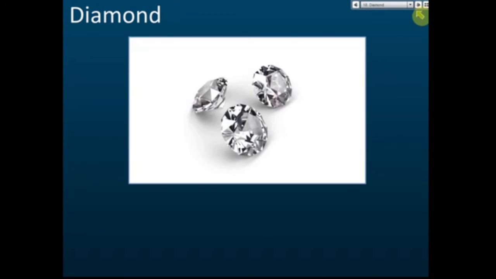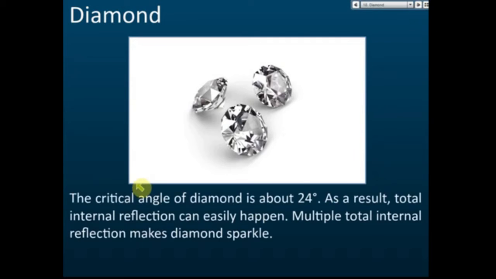Diamond. So when you see a diamond, it's very shining, right? That is because of the critical angle of diamond. The density is very high, so therefore the critical angle is very small, 24 degrees. As a result, total internal reflections can easily happen. So multiple total internal reflections make diamonds sparkle.